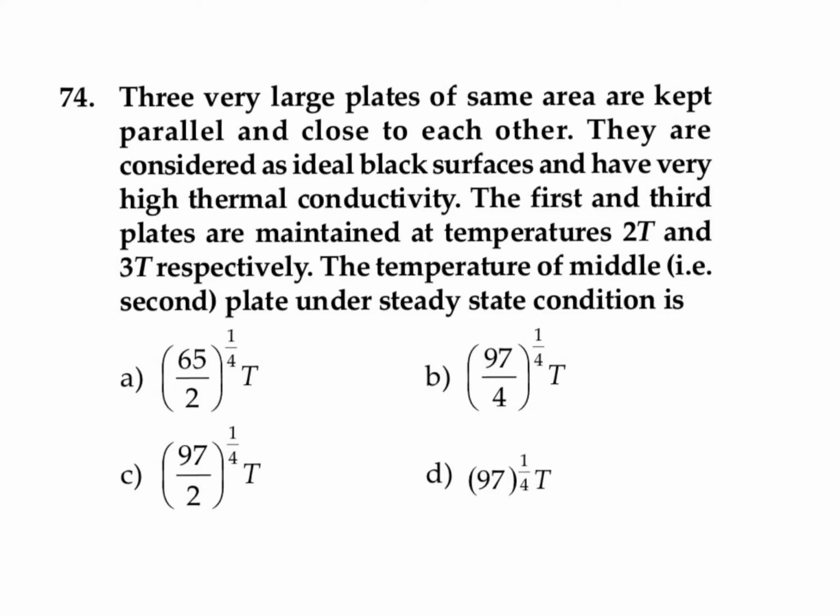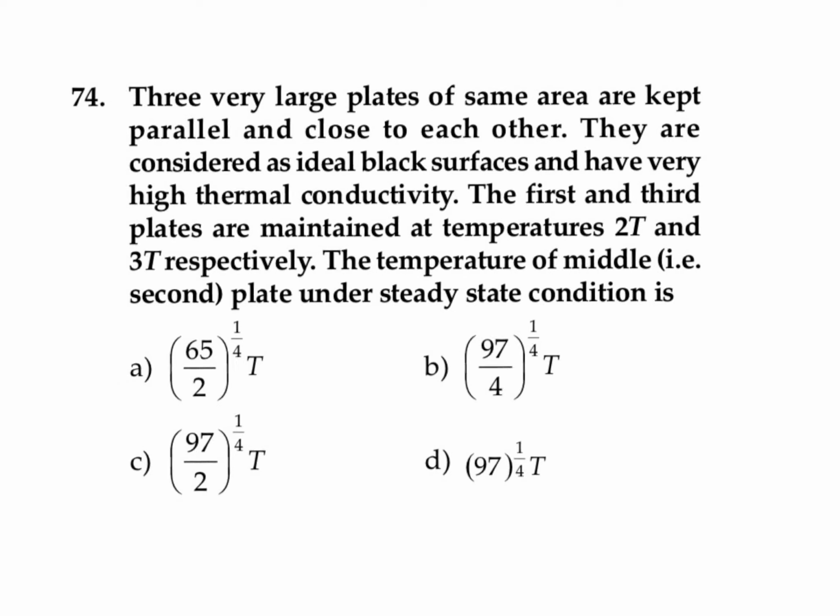In this question it is given that three very large plates of the same area are kept parallel and close to each other. They are considered as ideal black surfaces and have a very high thermal conductivity. The first and third plates are maintained at a temperature of 2T and 3T respectively. The temperature of the middle plate under steady state condition is?